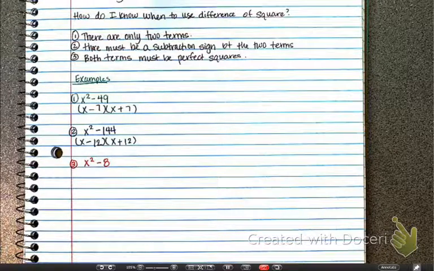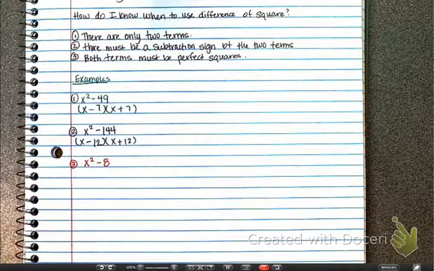Okay, I want you to take a look at x squared minus 8. Go through the qualifications and see if you can factor that. Okay, so I have x squared minus 8. Are there only two terms? Yes. Is there a subtraction sign between them? Yes. Are both terms perfect squares? No. Which one's not? 8. The square root of 8 is a decimal. Okay, which means we cannot factor this using difference of squares.